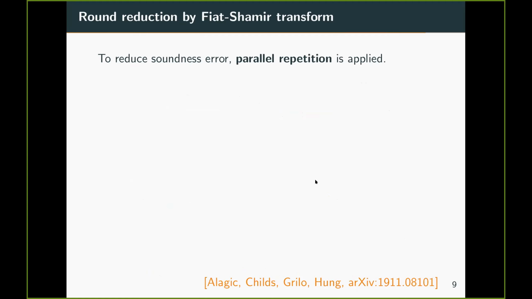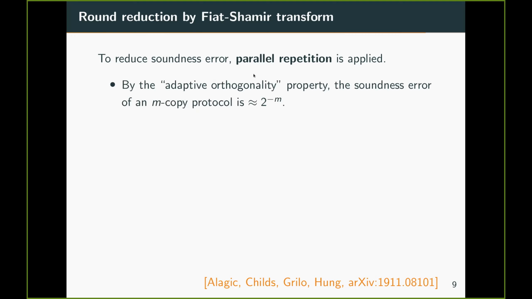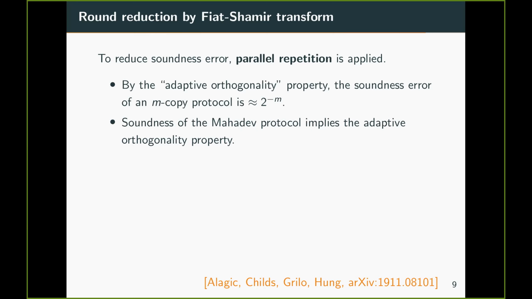To make the protocol non-interactive, we apply a well-known technique called the Fiat-Shamir transformation. But before doing that, we need to reduce the soundness error by applying parallel repetition. Parallel repetition is established in two steps. The first is by the adaptive orthogonality property, which I'm not going to explain in this talk. The soundness error decreases exponentially in the number of copies. And then, by the soundness of the MADEP protocol, we can show that the adaptive orthogonality property holds with this protocol.